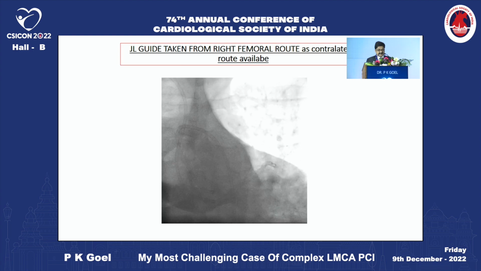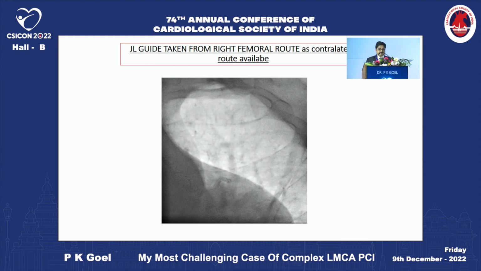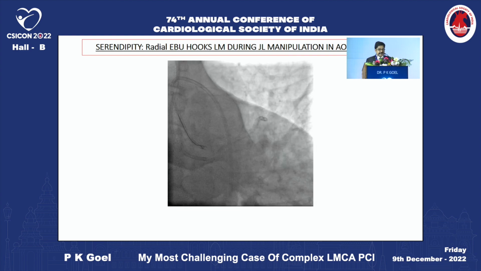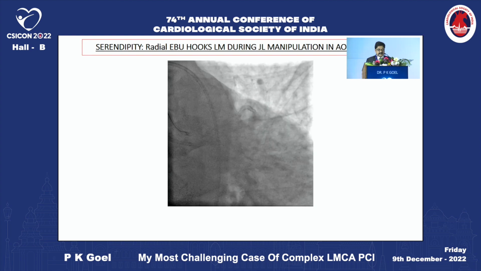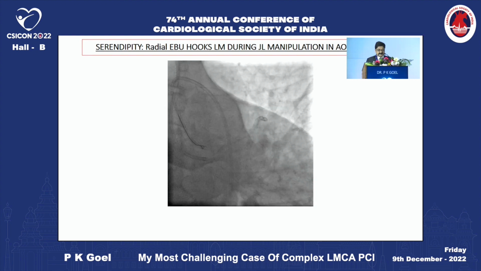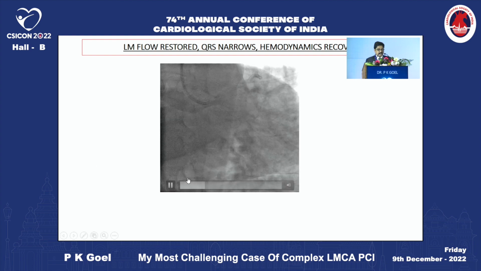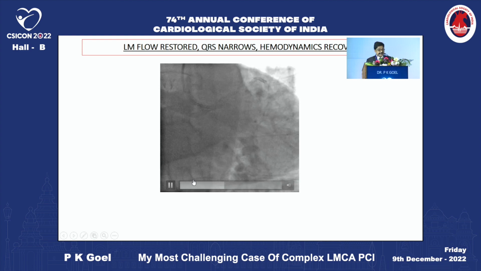So I immediately, because it was a CTO, had a groin approach available. So I took a Judkins from below as a contra route was available. But as I was handling it, it happens that the radial guide itself hooked the left main. And the moment it hooked, left main flow was restored. So you see that left main flow is restored. QRS narrows, hemodynamics recover.